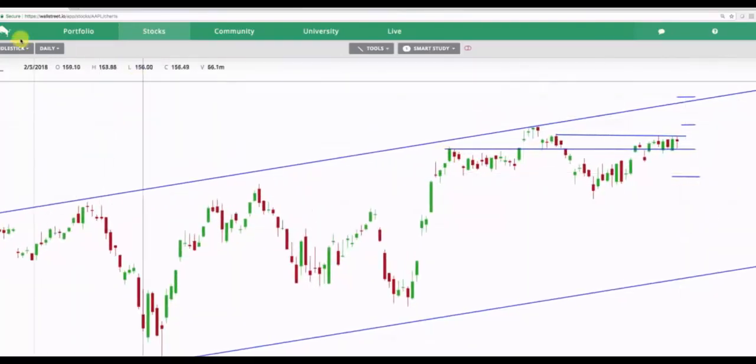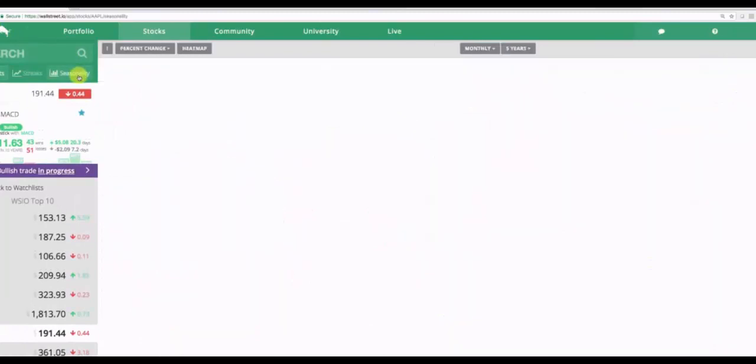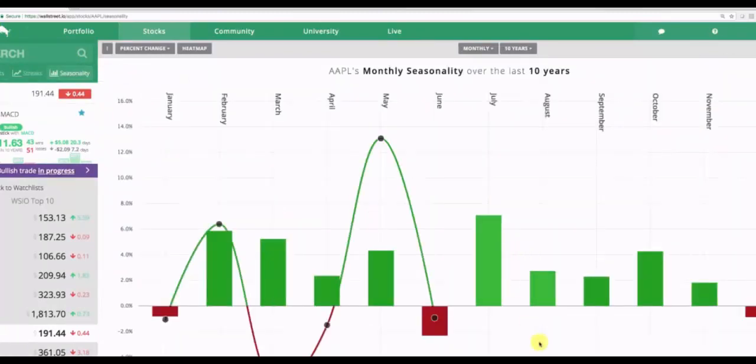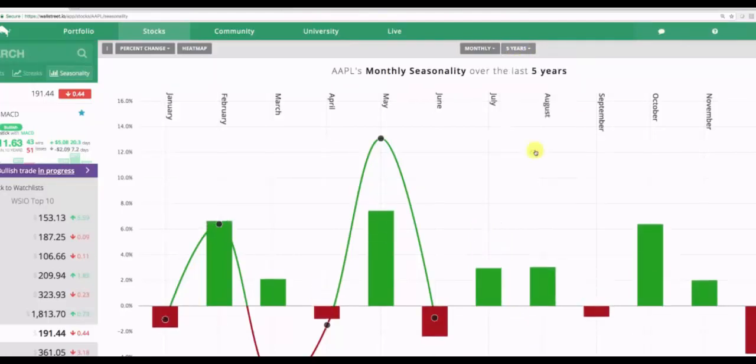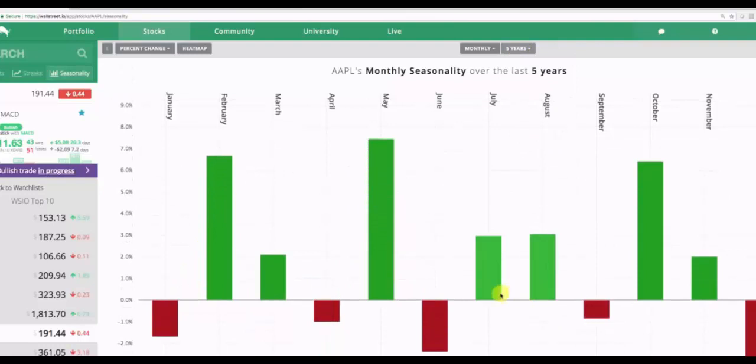Okay, I want to show you really quickly seasonality, because seasonality for July is oftentimes good. You can see July on average over the last 10 years is the best month of the year. That changes slightly if you zoom into the last 5 years. July and August are usually pretty good, but not as good as February, May, or October.